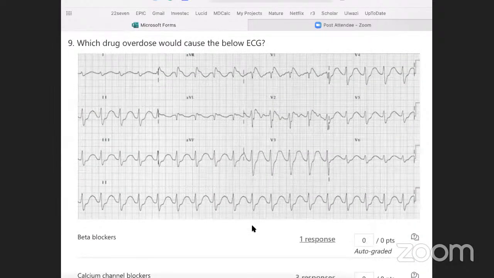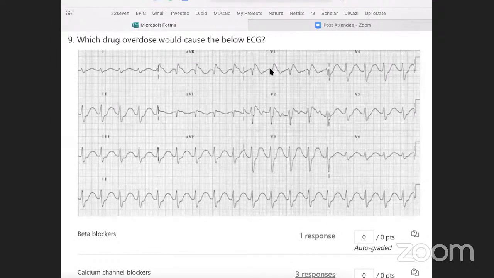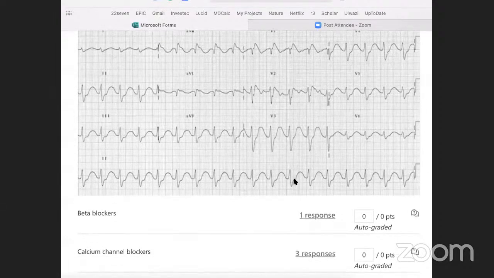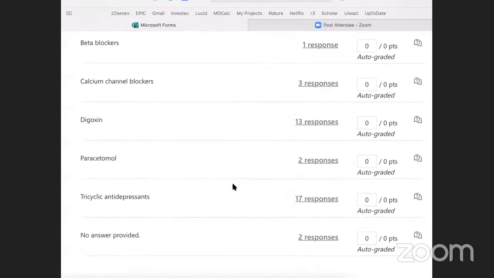Alrighty, drug overdose. Yeah, so I see it's irregular. I see that there's widening of my QRS, primarily the terminal QRS, my PR segment widening as well, and then sort of this slurred ST segment and sort of tombstone appearing T waves. I don't have any discernible P waves in my standard lead 2. And so the correct answer here is tricyclic antidepressants.